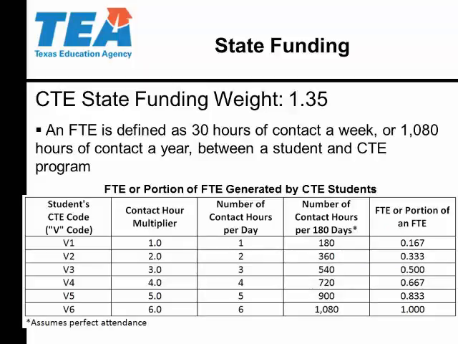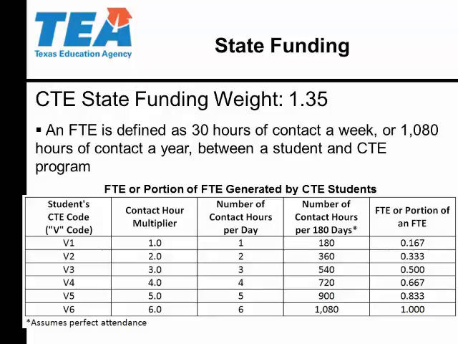So for your CTE state funding weight, the weighted funding is 35% more than a regular student. And FTE is defined as 30 hours of contact a week, or 1,080 hours of contact a year between a student and a CTE program.